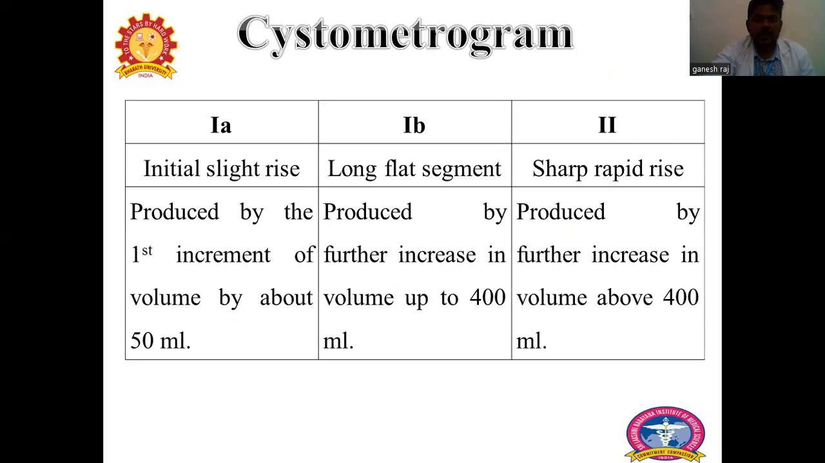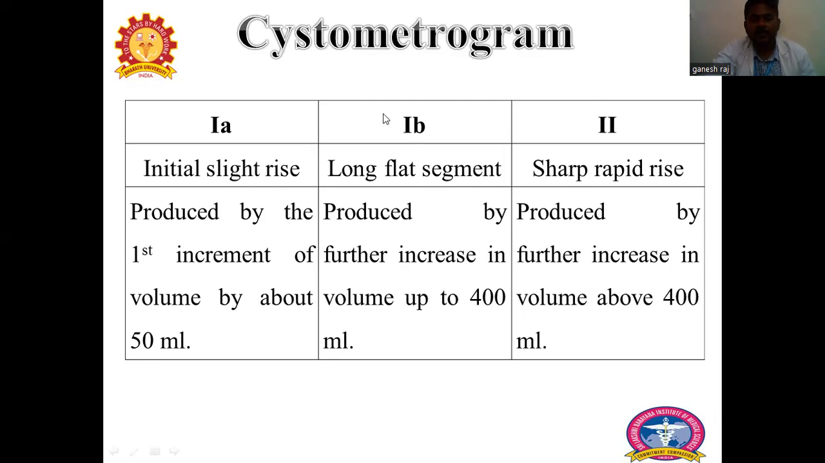So phase 1A is the initial slight rise. When the bladder volume is increased from 0 to 50 ml, the pressure increases from 0 to 10 centimeter of water. This is phase 1B. It is called the long flat segment or the plateau phase. It is produced when the bladder volume is increased from 50 ml to 400 ml. The pressure remains the same. And beyond 400 ml, when we increase the volume, the pressure increases sharply. That is phase 2.